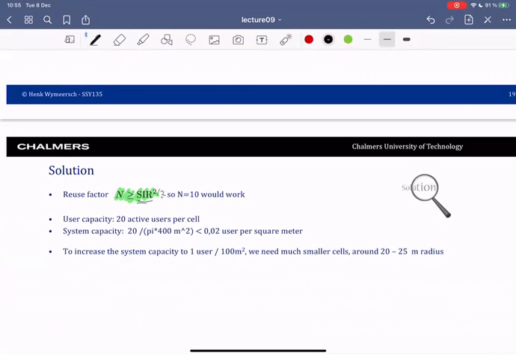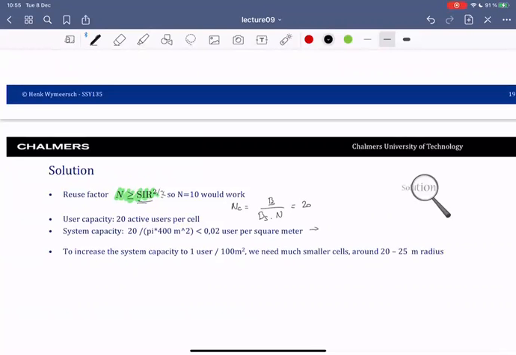Based on that, we can compute the user capacity. So recall that this is NC, the number of active users per cell, which is the total bandwidth over the user bandwidth times the reuse factor n, and then you find that this is equal to 20 by plugging in the values.